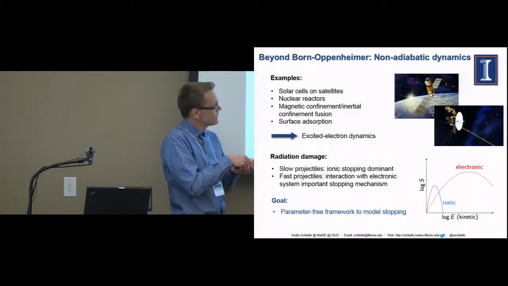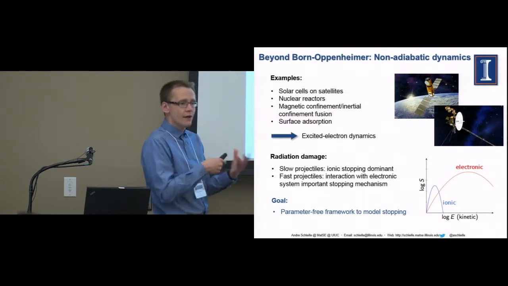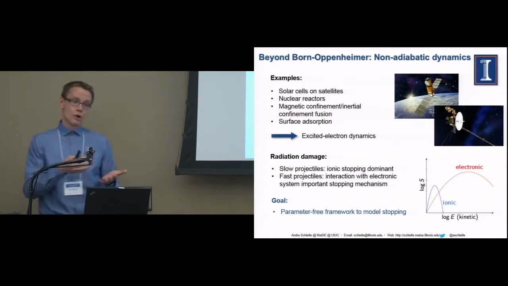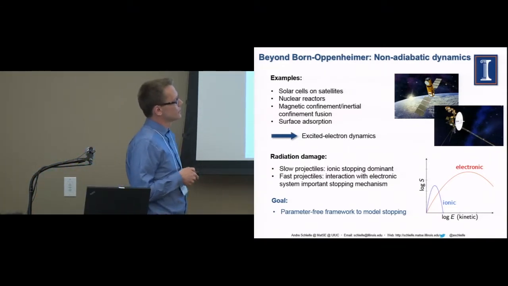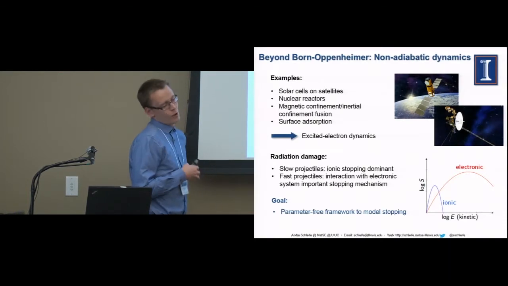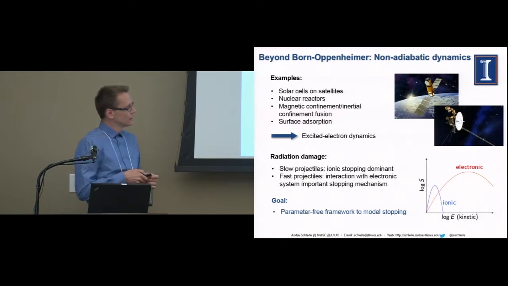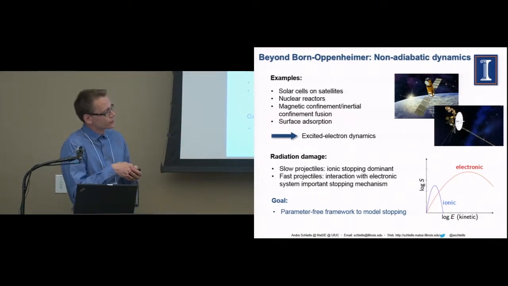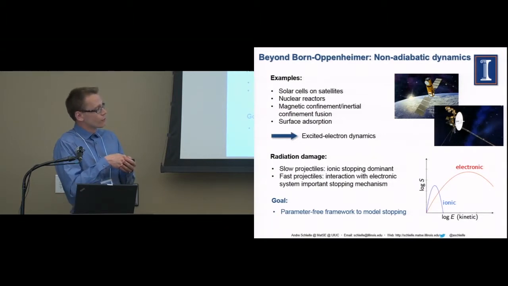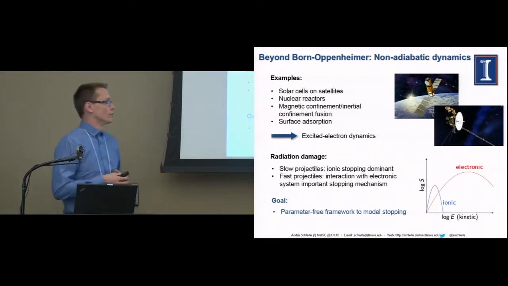And as you can see, very slow projectiles mostly interact with the ionic system of the material, right? So they transfer the energy to the lattice, if you want. That is something that can be modeled with, well, maybe classical MD or with DFT-based MD. And that has been done in the past. But as I told you before, those approaches cannot model electronic stopping. So that's the red curve here. For fast projectiles, that is even the dominant energy loss mechanism, if you want, right?